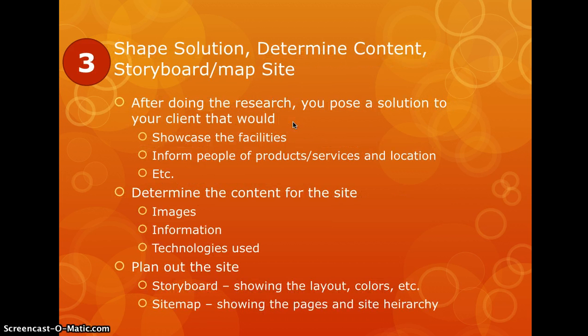The third step is to shape the solution, determine the content, and then storyboard the site. You heard the term storyboard with the video, so that you knew what to do. Well, you have to do the same thing with a website. And that means that there's basically two things to it. Number one, you already have to know how many pages, what pages you're going to create, and you need to know the basic layout of what your website is going to look like, which includes colors, fonts, where the images go, where the logos go, where the navigation is going, etc.